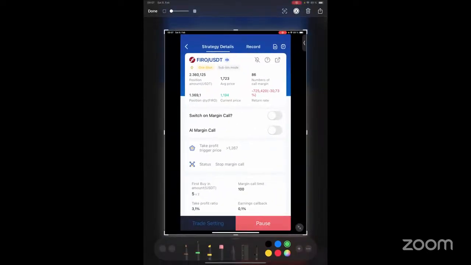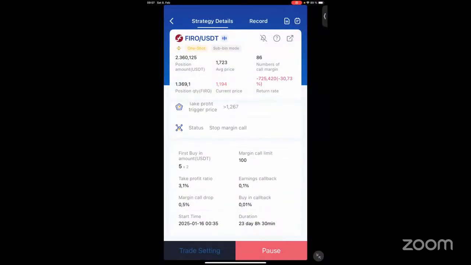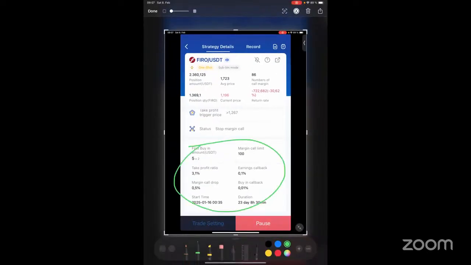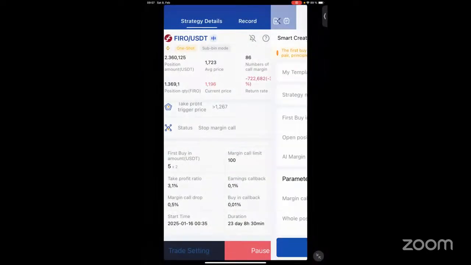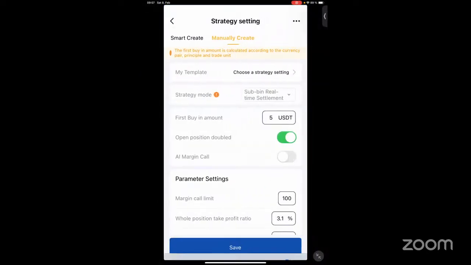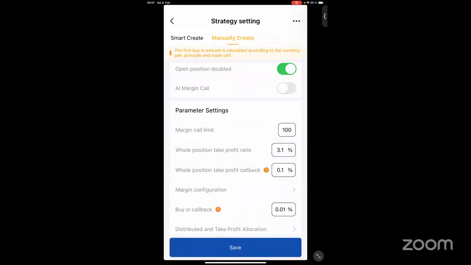So, take profit trigger price. Once this current price gets to here, it's greater than this amount, the robot will quickly sell the 86th margin call. Okay, today we are not here to go into all the details, but when you want to change your trade settings, you can still do it whilst the trade is in session. You just tap on trade setting. Maybe you feel the 3.1% is small. You want to take more profit. You just change it. Once you are done, you tap on save. Then voila, you are there.